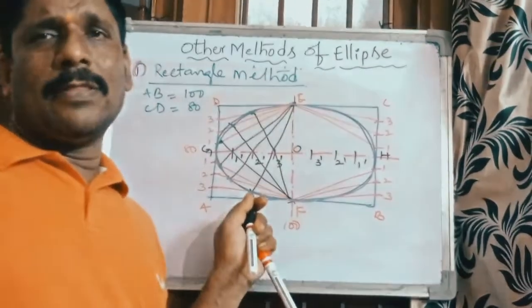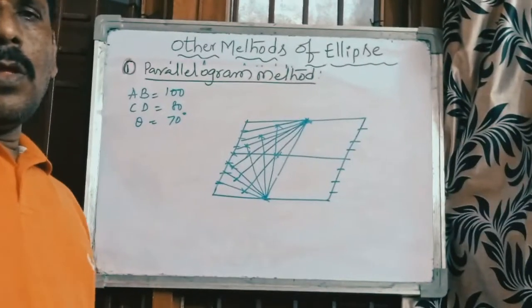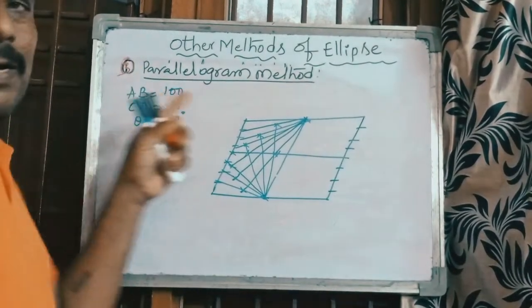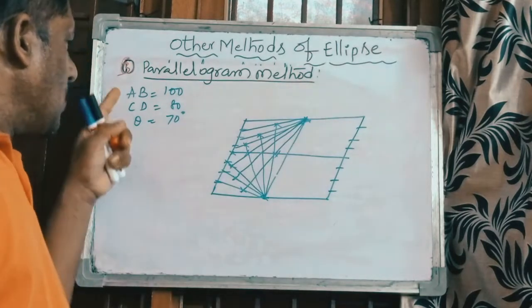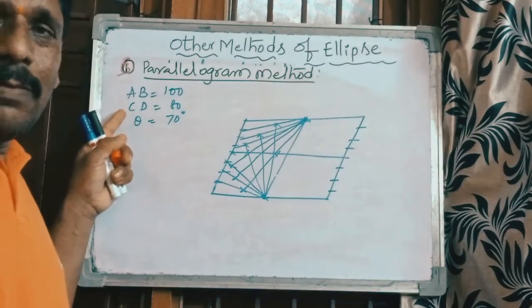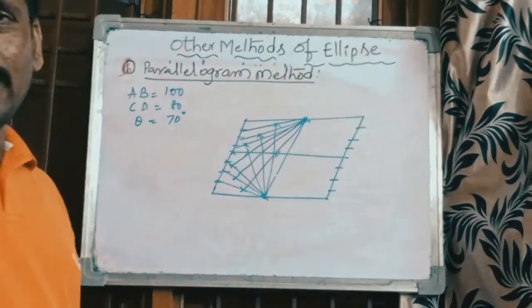Next we go for the third method. Okay, this is the third method, the parallelogram method of ellipse. So here AB is equal to 100 mm and minor axis is equal to 80 mm and angle theta is equal to 70 degrees.